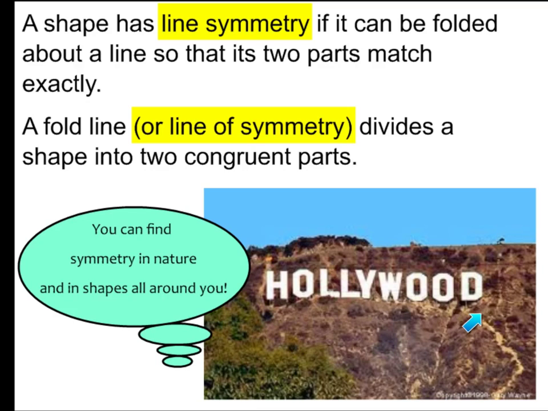Now I would like for you to pause the video and look at each of the different letters. Write them down on your notes and see if any of these letters have line symmetry. If they do, tell me in your notes which letters you found to have line symmetry. Now remember, to have line symmetry, they have to have two congruent parts, which means they have to be the same size and the same shape.